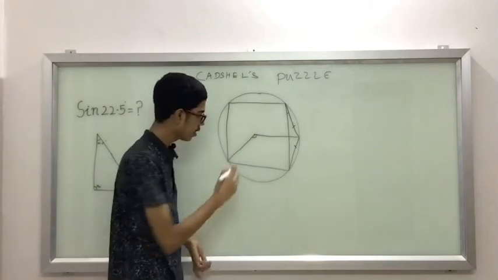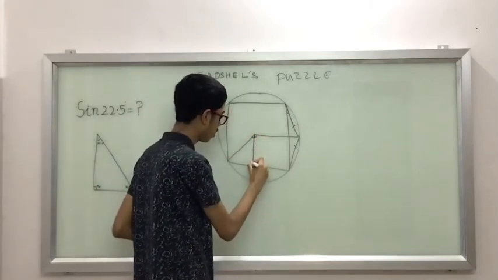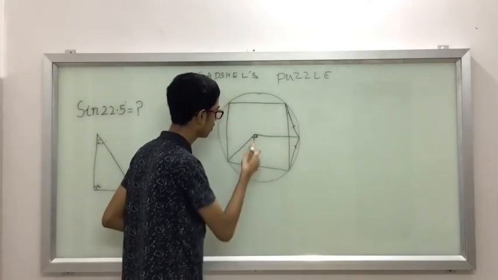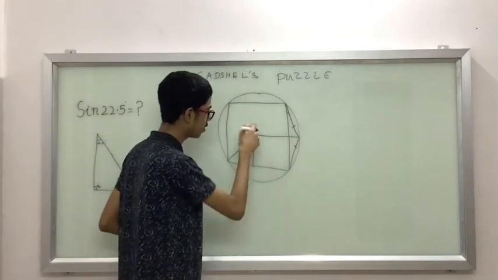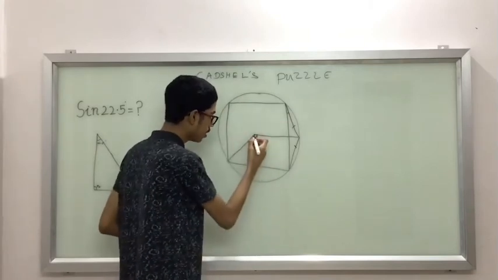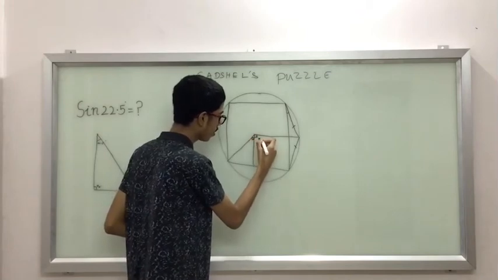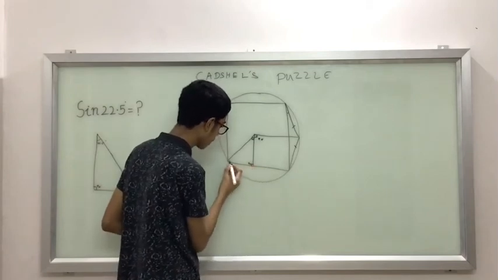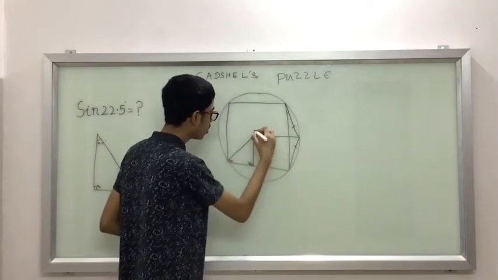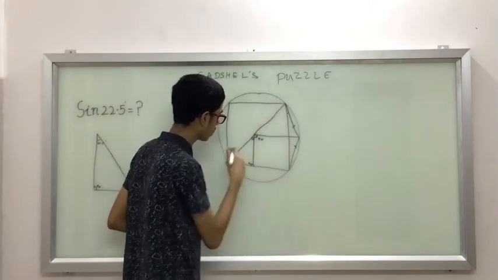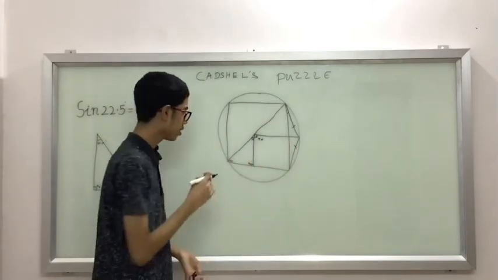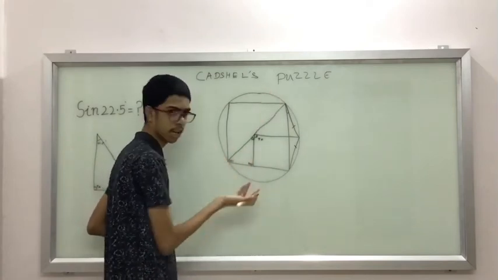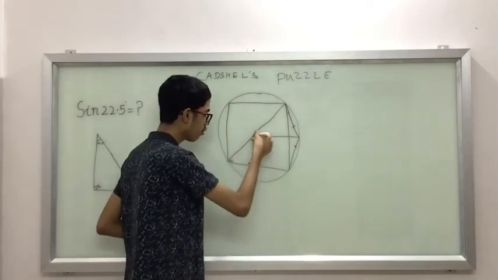To find this is very simple. Just draw one perpendicular line to this vertical line. Then you will get this is 90. This is 45. This is 90 because it's a perpendicular line. So this is also 90. This is 45 because this is a diagonal. If this is a diagonal, it will bisect the angle into 45 and 45. So this is 45, that means this is also 45.